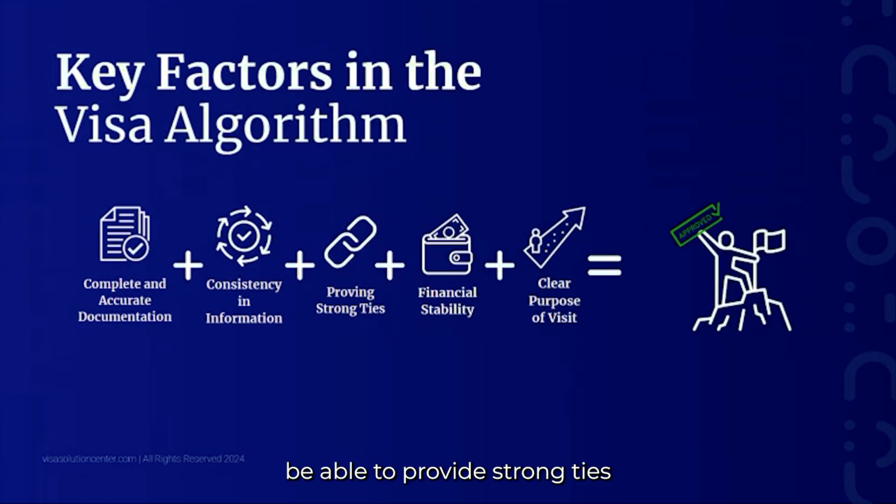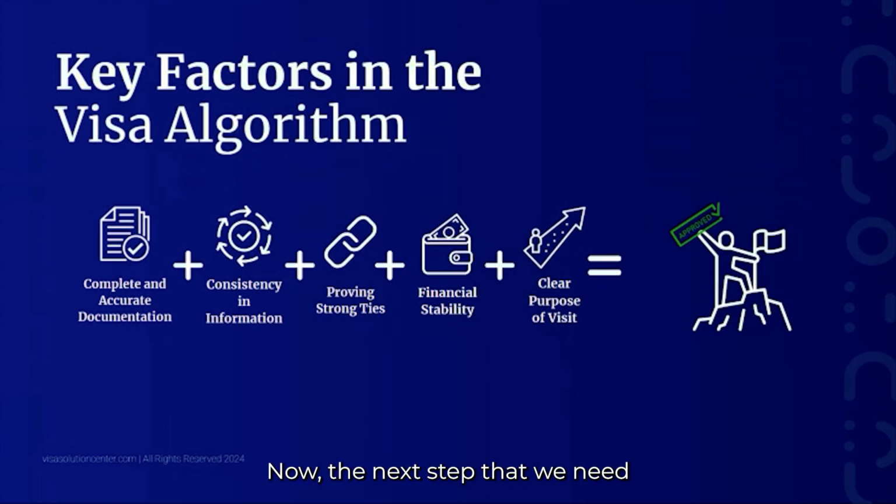Now, we need to be able to provide strong ties, show that we have strong ties with the country. As I said before in previous webinars, we have 4 pillars. We have the financial pillar, the social pillar, the family pillar, and the professional pillar. And we need to make sure that we work around those 4 pillars to strengthen our application to a solid foundation.